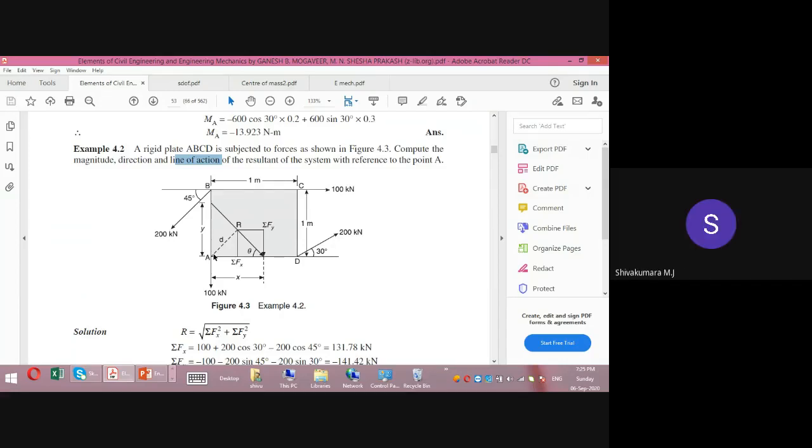So much disturbance is there, Pranati. Jaisurya, we have to take moment of all the forces about which point here? The reference point A, because we have to locate the resultant with respect to A, right? So we should take a moment of all the forces about point A. So that should be equated to what, Jaisurya?